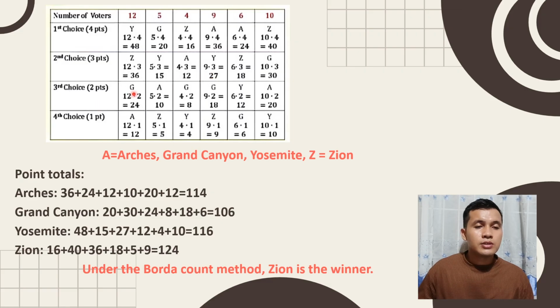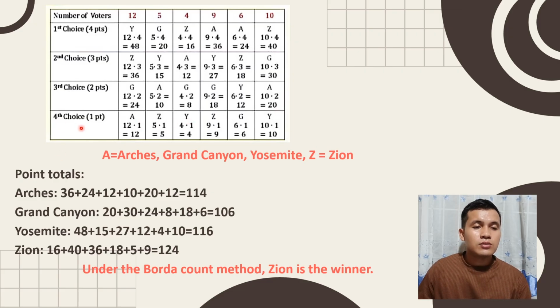For the third choice, there is Grand Canyon, 12 times 2 equals 24, because here they will get 2 points each. For the Arches, 5 times 2 equals 10. For the Grand Canyon again, 4 times 2 equals 8, followed by Grand Canyon, 9 times 2 equals 18. Then Yosemite, 6 times 2 equals 12, and for the Arches, 10 times 2 equals 20.